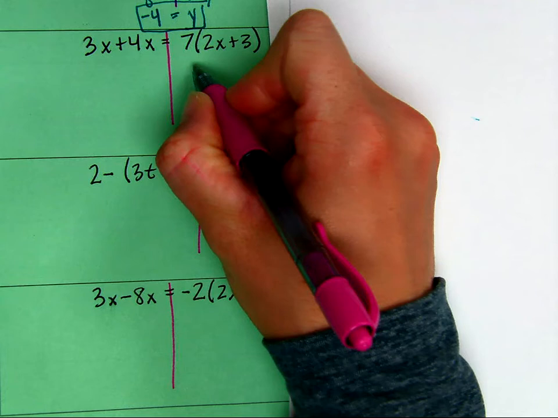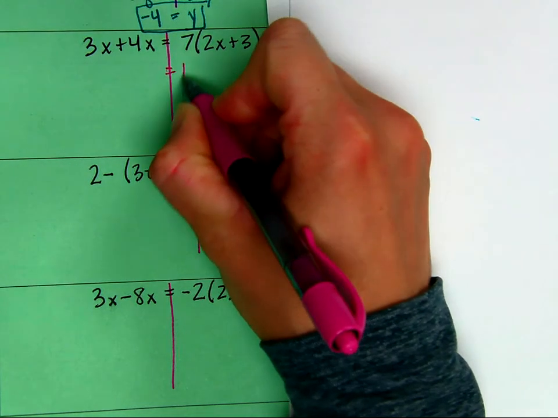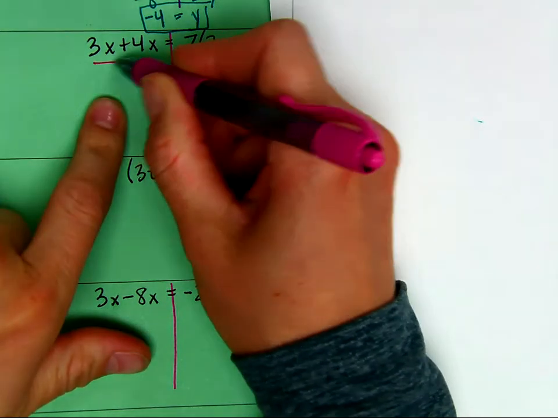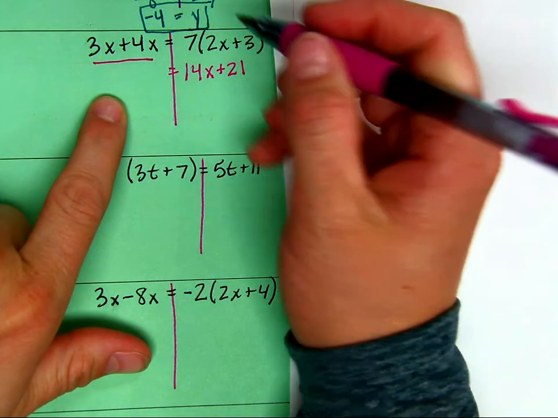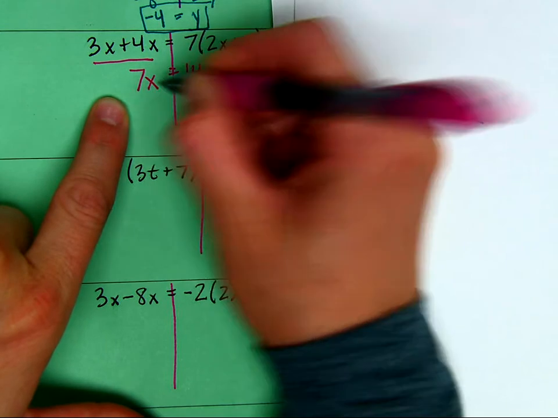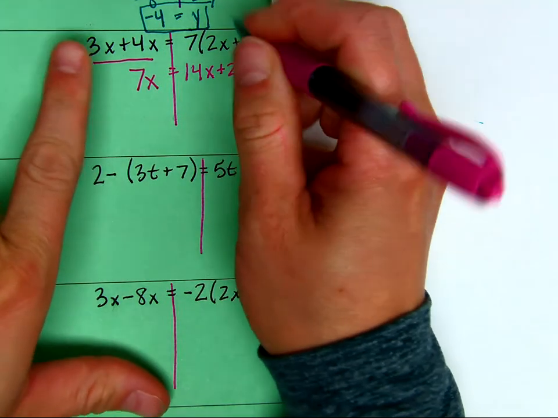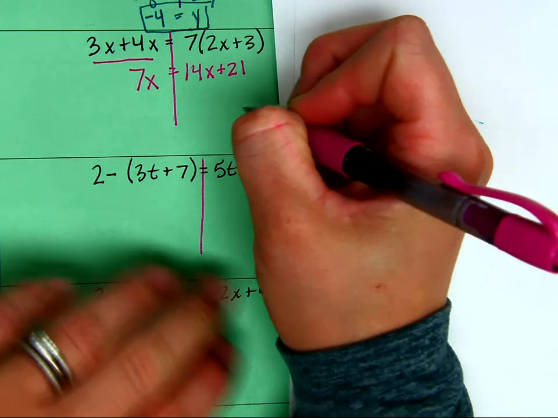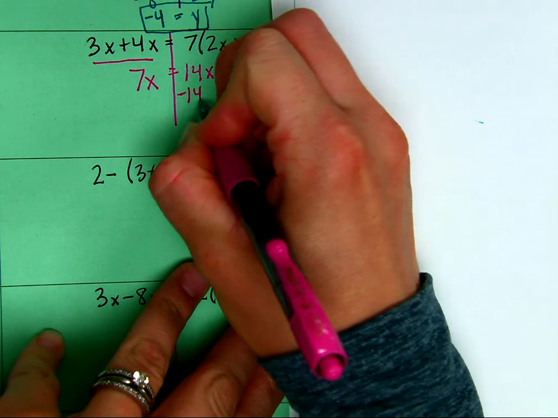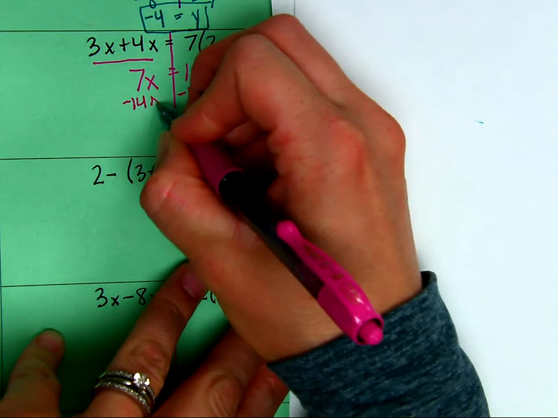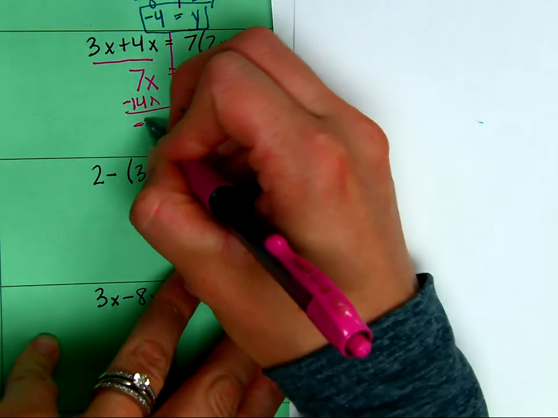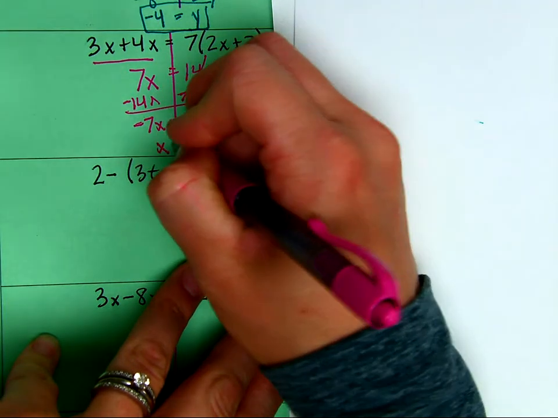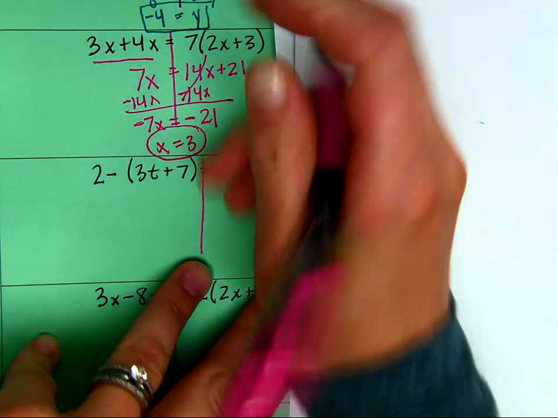When I distribute on this side, I've got 14x plus 21. And then realize on this side, I now have like terms that are on the same side. So those combine to be a 7x. If you kind of played to see how to do that, you could now pause and finish that problem out. So subtracting 14x here gives me negative 7x is equal to negative 21. Divide to find that x is a positive 3.